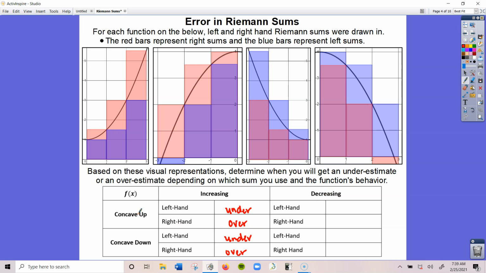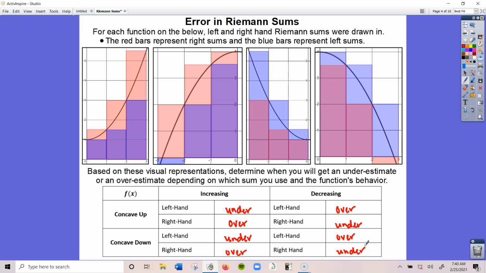For a decreasing function that is concave up, which is this third graph here, the left-hand sum, which is again the blue, is over because it's over the curve. So that has an area that is over. For the right hand, which is the red, it's underneath the curve. So this will be an under approximation for the area. For a left-hand sum, when it's concave down and decreasing, again the blue, we can see that it is over because it is on top of that function. But for the right hand, which is the one in red, it is underneath the curve.